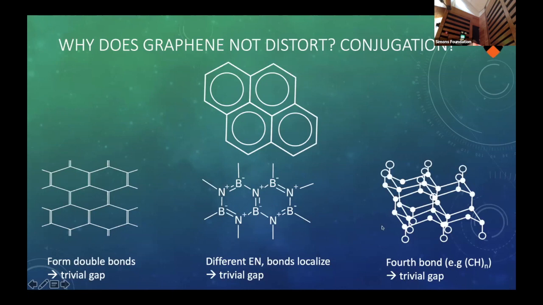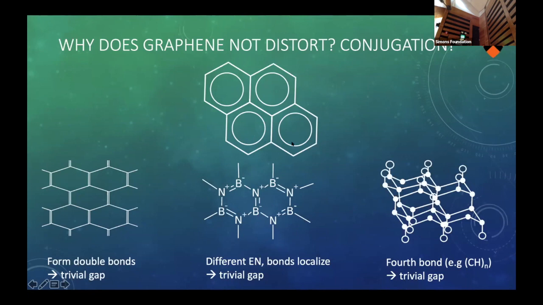Or if we do any other thing to localize the electrons, like we put different atoms here, like we just go one to the left and the right in a periodic table, we open a trivial gap. Or if we add a fourth atom, buckle the whole thing, we also open a trivial gap.